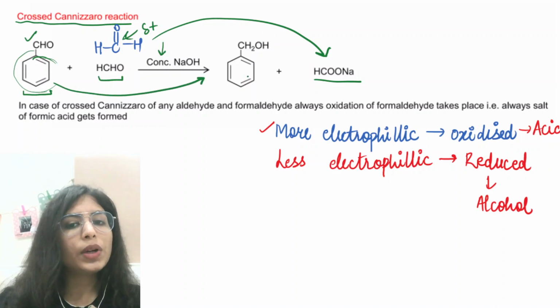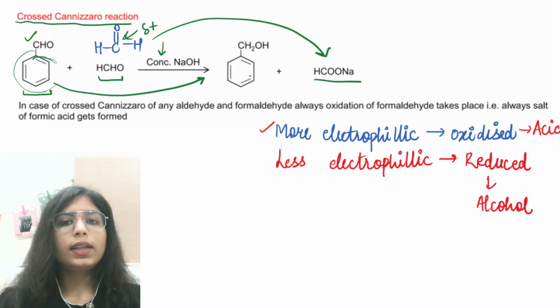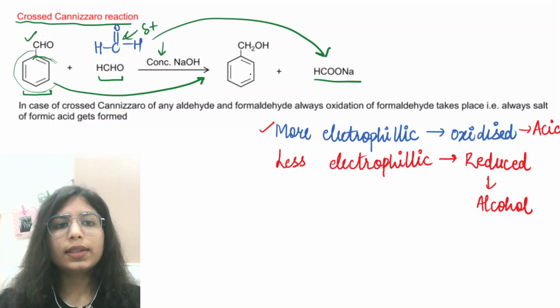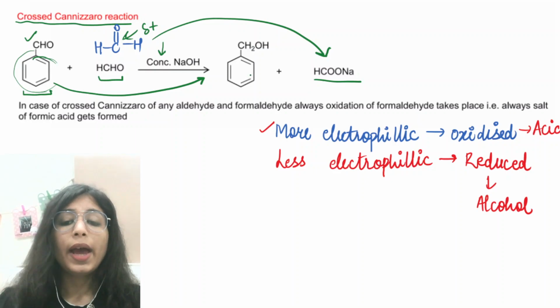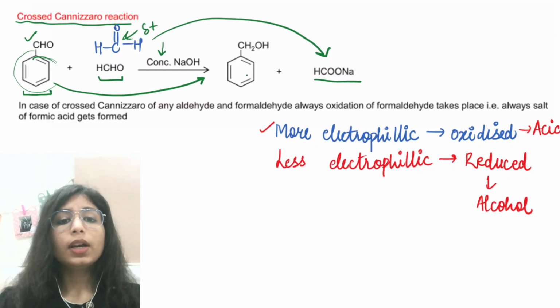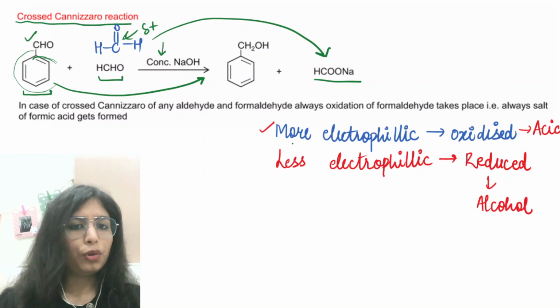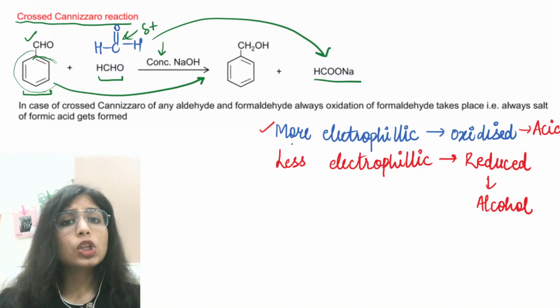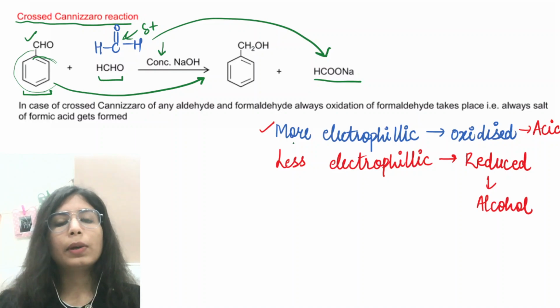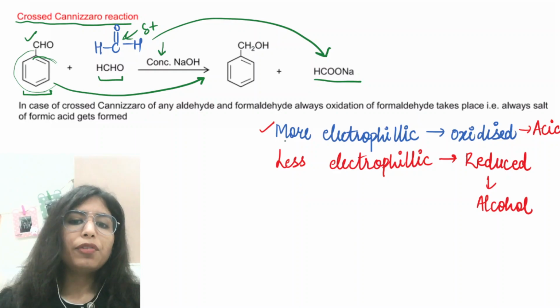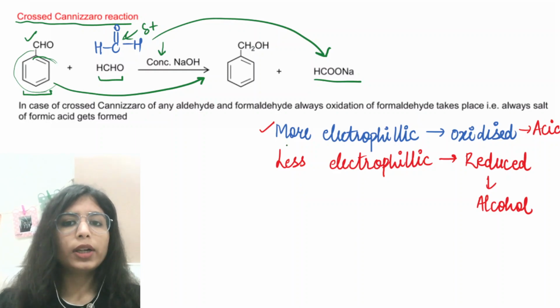So this is extremely important, and it is often asked in the exams to complete the reaction. So you have to first identify that it is a type of cross Cannizzaro reaction, and after identifying that, you need to identify which one is more electrophilic and which one is less electrophilic, so that you can decide on the basis of GOC, the various concepts that you have studied, like inductive effect, hyperconjugation effect, mesomeric effect, and so on, right? And after identifying, you have to write the products accordingly.